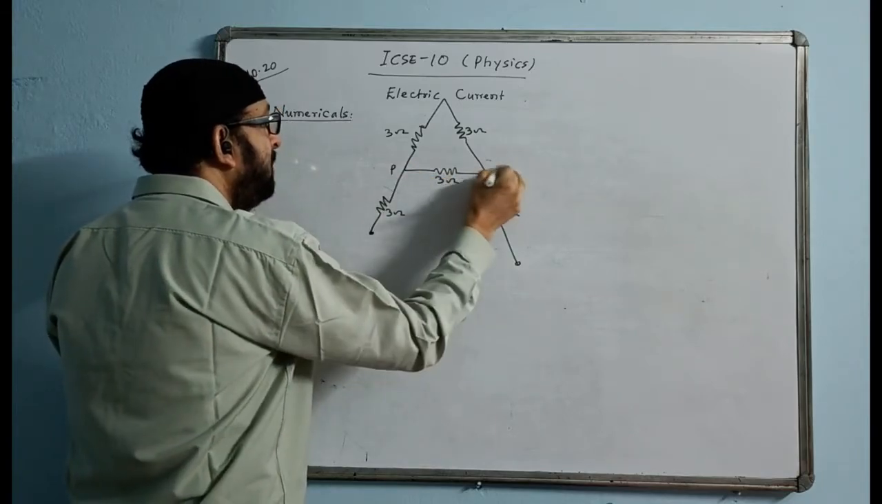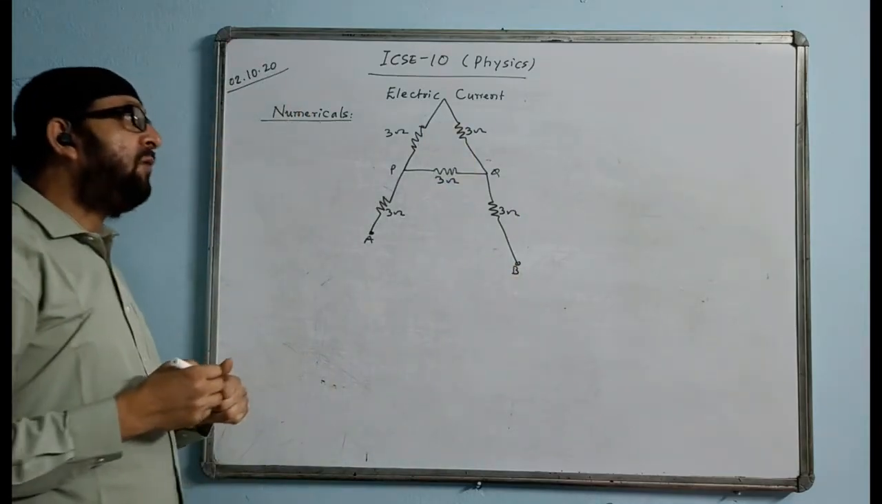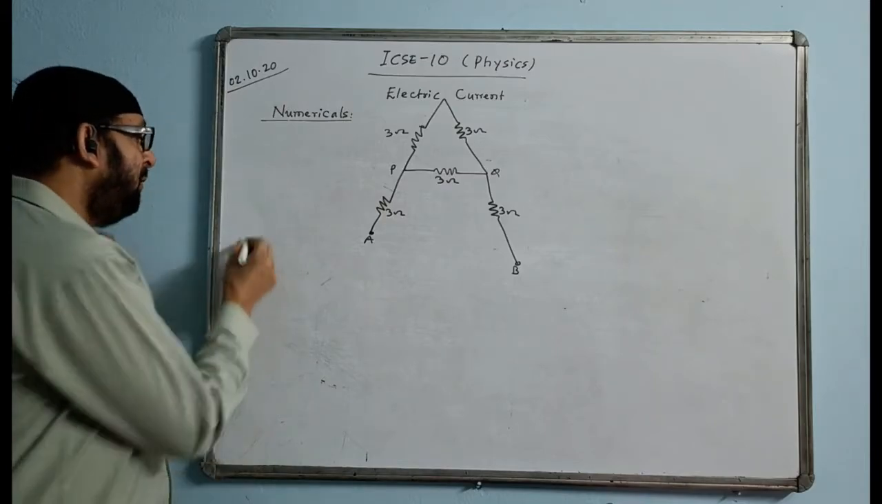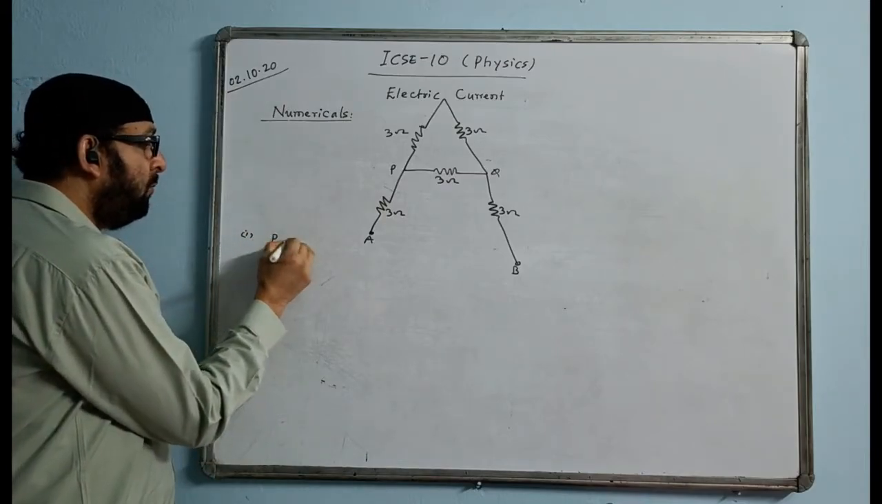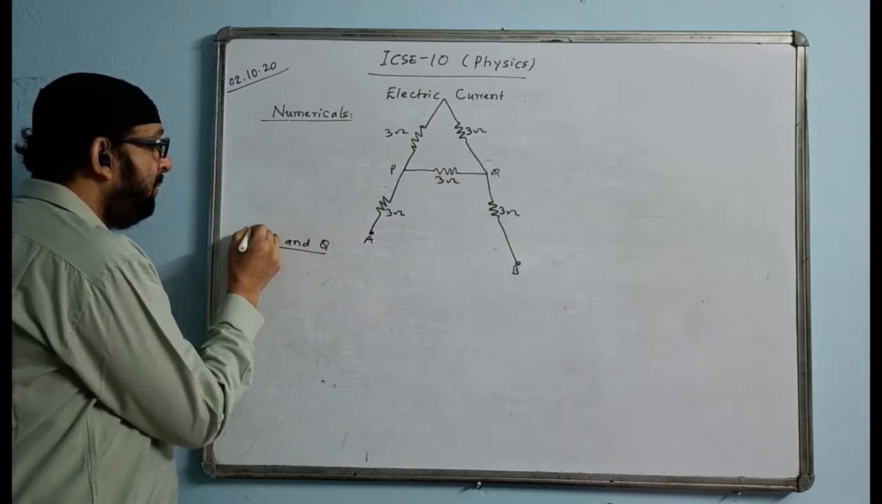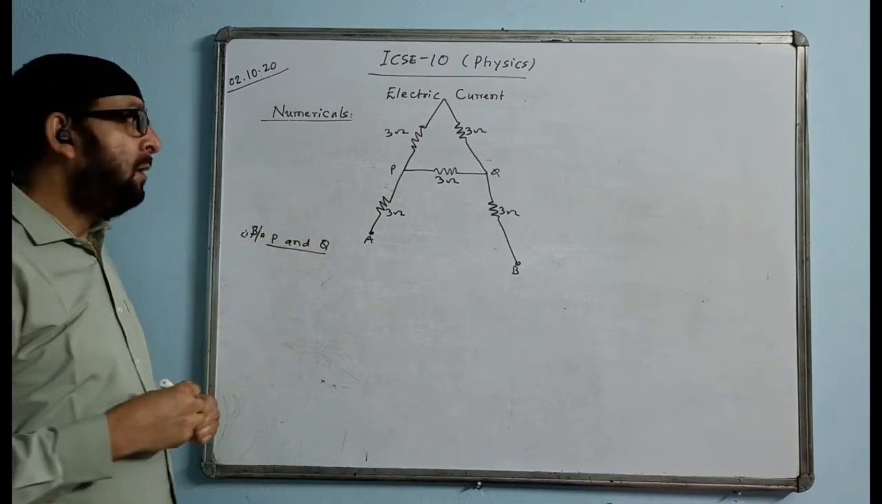This is PQ mentioned and this is AB mentioned, like alphabet A. Now how to find? First we have to find between P and Q. Between P and Q we are finding it first.